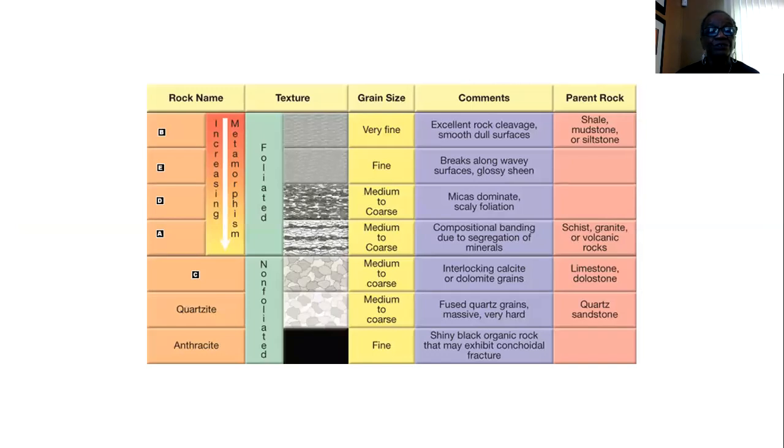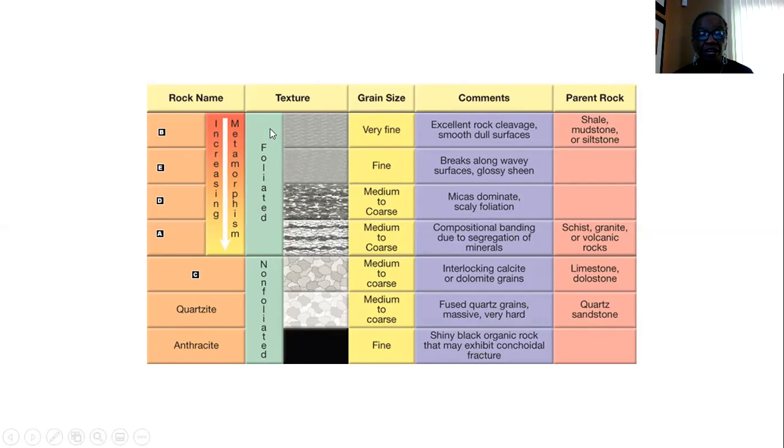Now this table shows rock names, textures, grain size, comments about them, and what the parent rock could have been. For example, quartzite is a metamorphic rock. Its texture is non-foliated, all right? And quartzite could have been quartz sandstone. That's the parent rock, okay? And then we have another one, anthracite, which is the hard coal. And so its parent rock, we know, was bituminous coal.